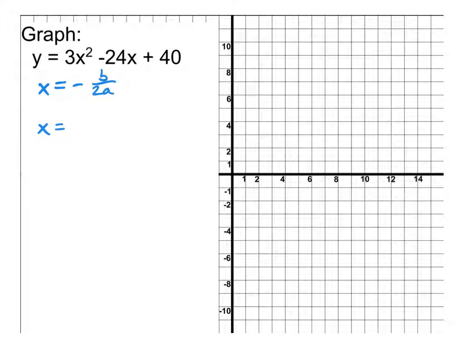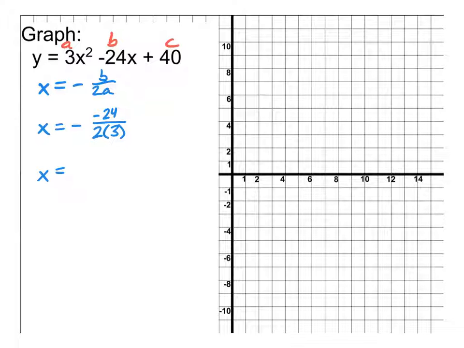Okay, so x is going to equal a negative. The value of b here is the negative 24. Because remember, a is whatever's in front of x squared, b is in front of x, and c is the constant at the end. And so my b value is negative 24 on the top. And that's going to be over 2 times the a value, which is 3. All right, now we just need to calculate out what this value will actually give us.